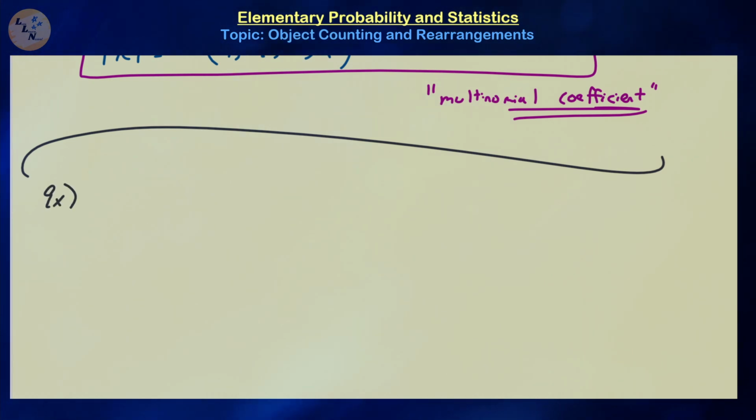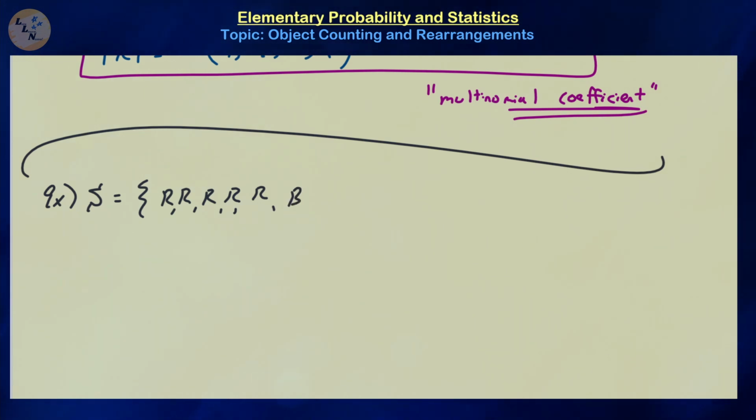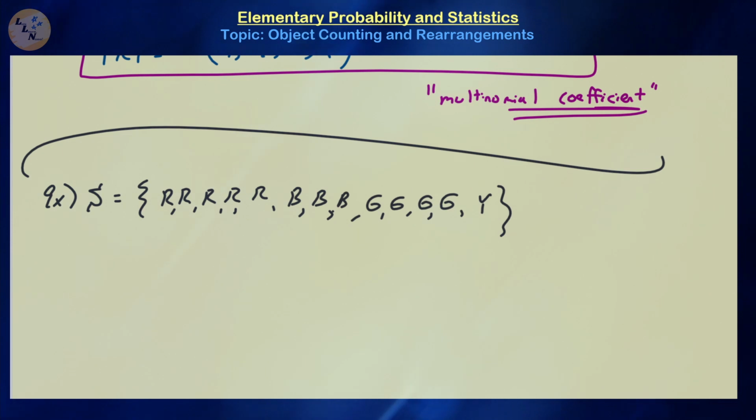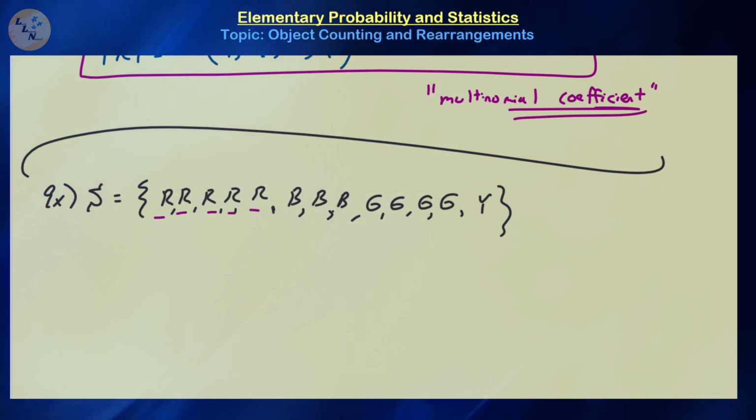So consider the set S, which consists of, let's say, red, red, red, red, red. So we have 5 people with red shirts, and we have blue, blue, blue, so 3 people with blue shirts. Let's assume we have green, green, green, green, so 4 people with green shirts, and 1 person with a yellow shirt. And let's assume that the color of their shirts are the only thing that sets them apart. And you were to rearrange all of these people. So how many people do we have? 1, 2, 3, 4, 5, 6, 7, 8, 9, 10, 11, 12, and 13. So the size of this set is going to be 13.